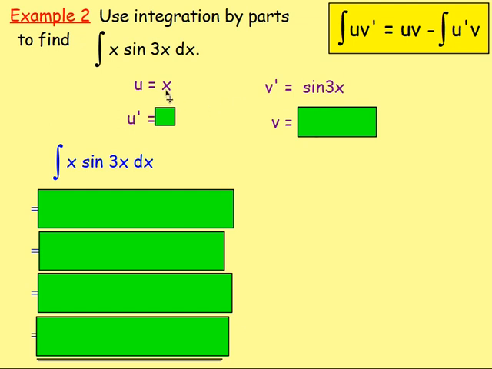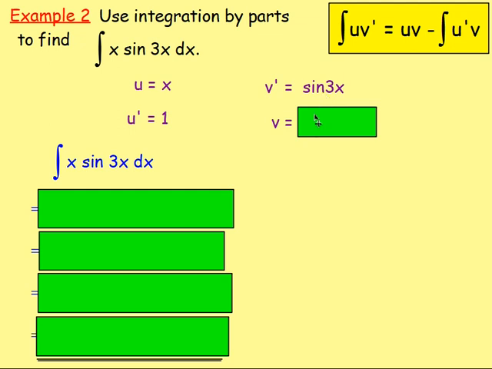So differentiate u, du by dx, or u dash, would be 1. Integrate v dash, so if we integrate sine 3x, well, we know if we integrate sine, it goes to negative cos, so we'd have negative cos 3x. But what do you need to do?